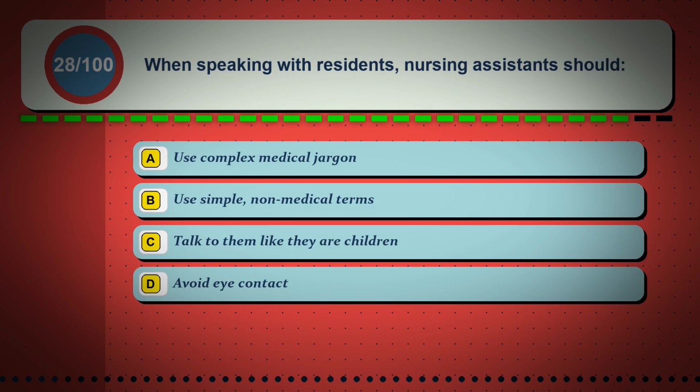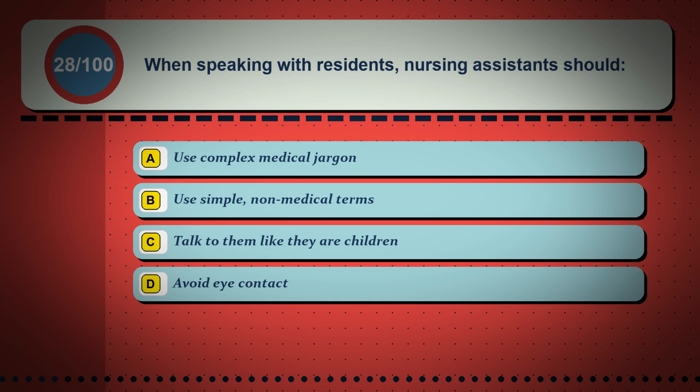Question 28. When speaking with residents, nursing assistants should option A, use complex medical jargon. Option B, use simple, non-medical terms. Option C, talk to them like they are children. Option D, avoid eye contact.